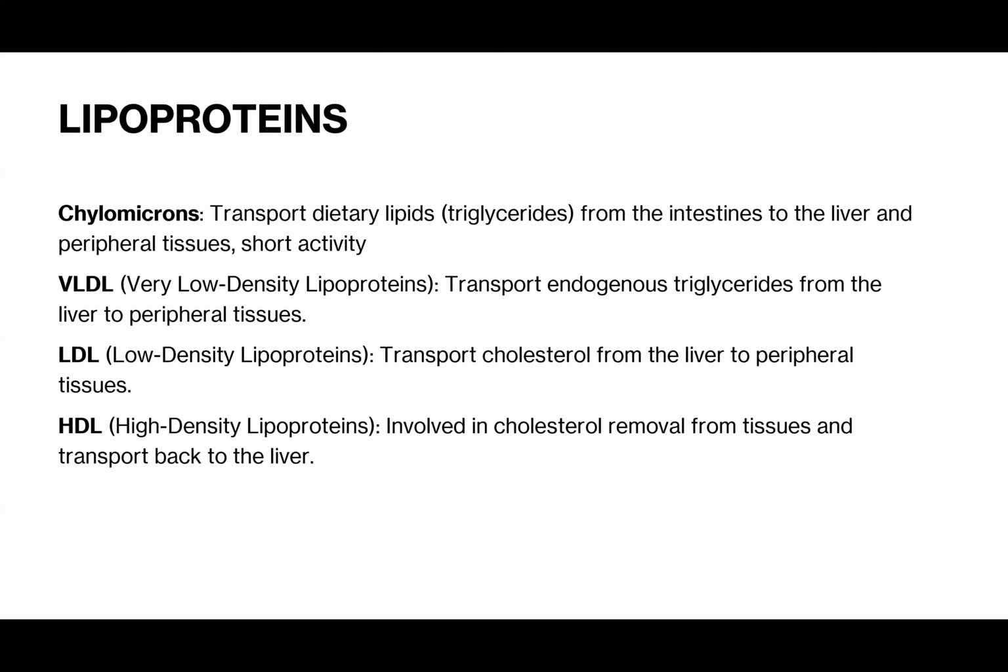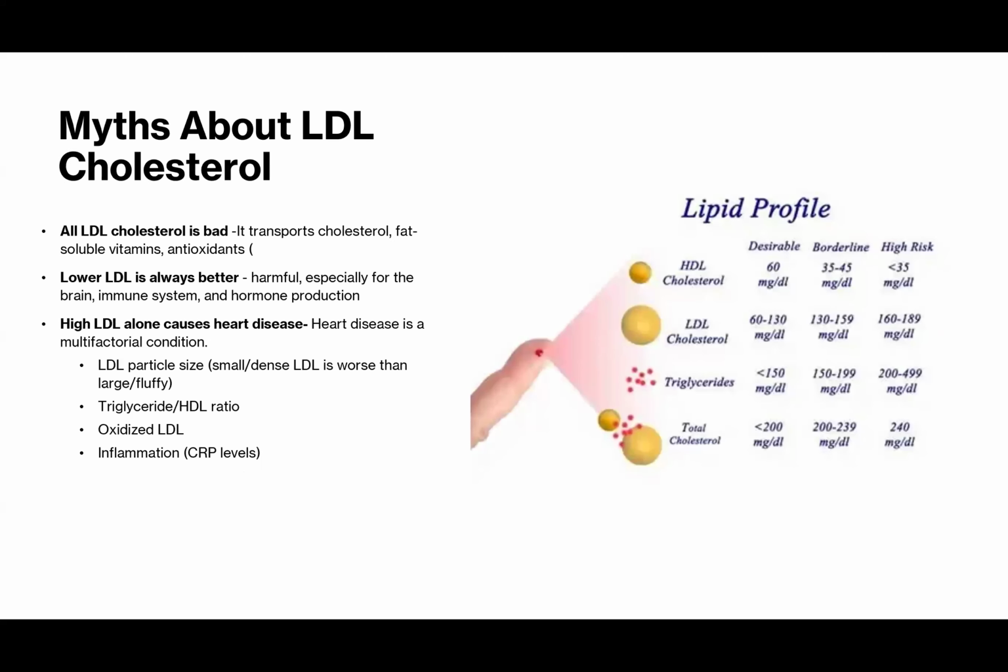Then you have very low density lipoproteins that transport triglycerides from the liver to peripheral tissues. Low density lipoproteins, or the bad cholesterol, transport cholesterol from the liver to peripheral tissues. And high density lipoproteins are involved in cholesterol removal from tissues and transporting it back. So literally, guys, they are moving here and there, like one brain second taken away, and they're busy doing their jobs.